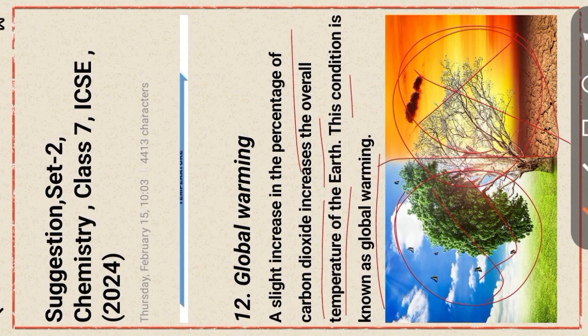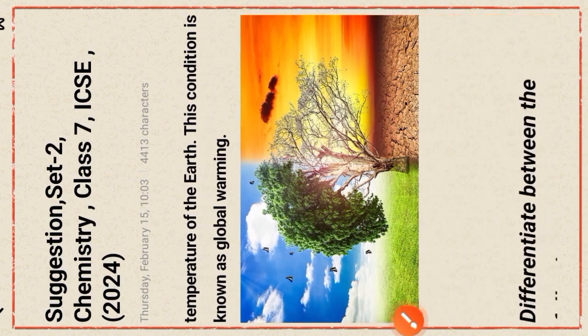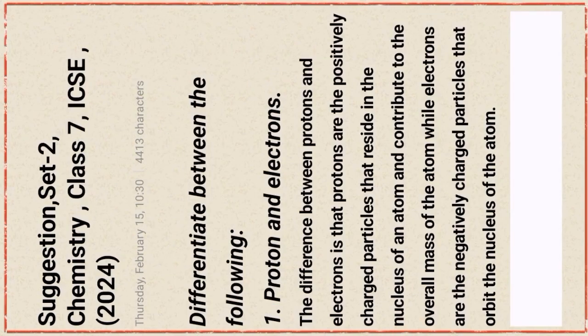Okay, this is the picture of global warming. Next, differentiate between the following terms. At first, protons and electrons.